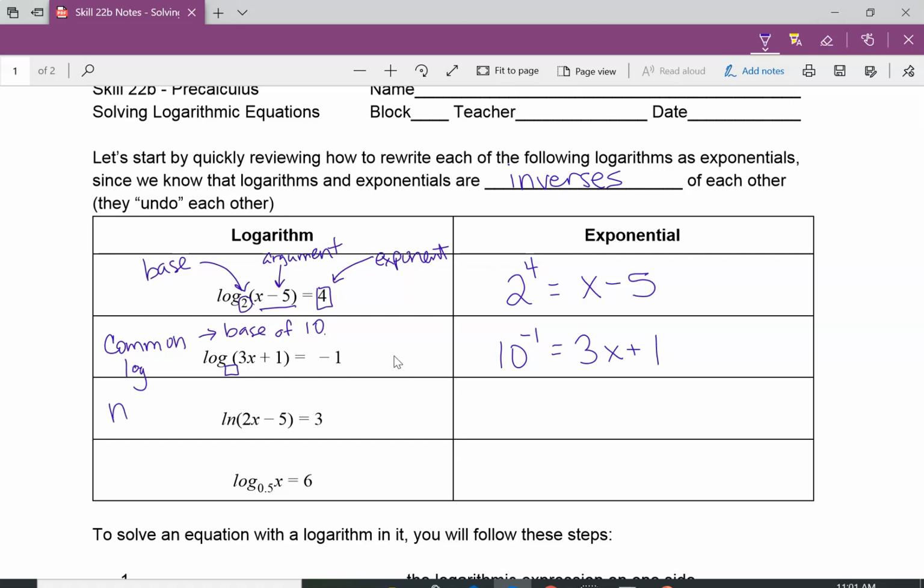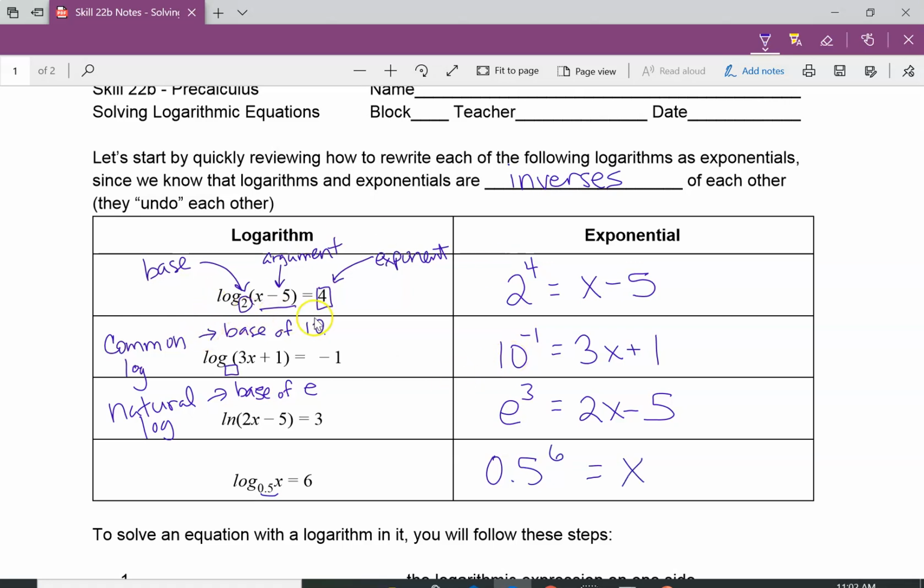Next one is a natural log, and I know that because I see ln as opposed to the word log. And remember, it has a base of e. So I'm going to write this as e to the third equals 2x minus 5. Then the last one, my base here is 0.5, so I have 0.5 to the 6th power equals x.